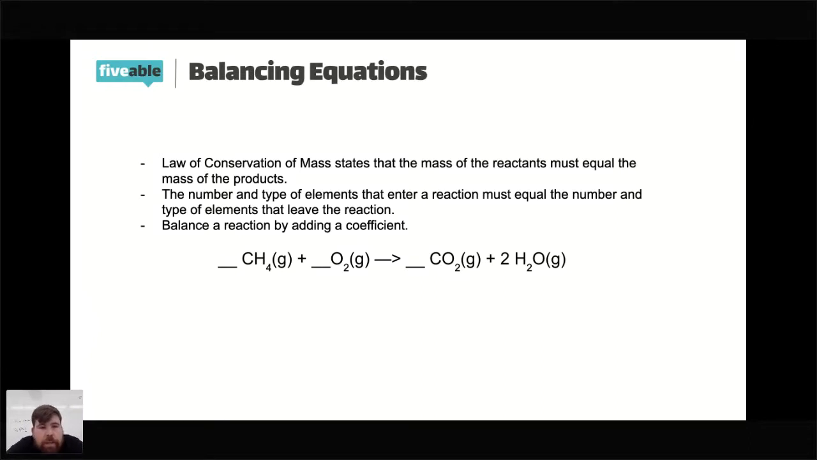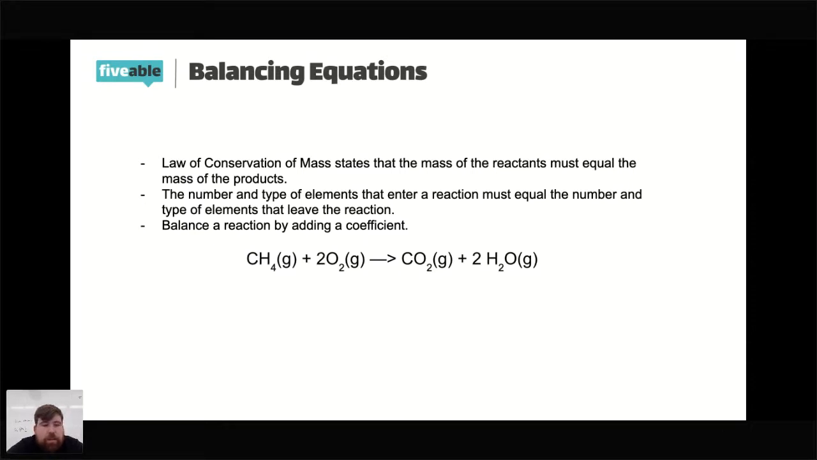Now, if you're looking at this, you have 1 carbon on the left, 1 carbon on the right, 4 hydrogens on the left, 4 on the right. And I'm looking at this going, okay, cool. The last thing I need to balance is the oxygens. And great, that's really it.